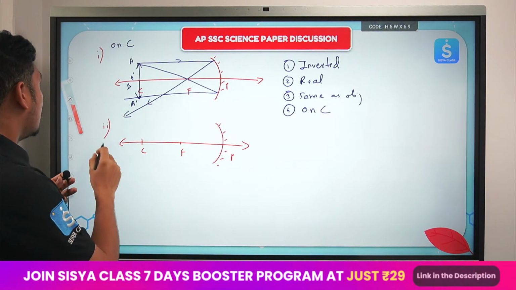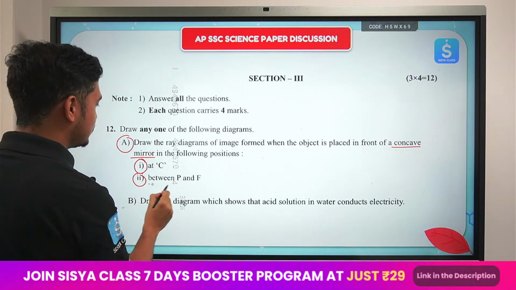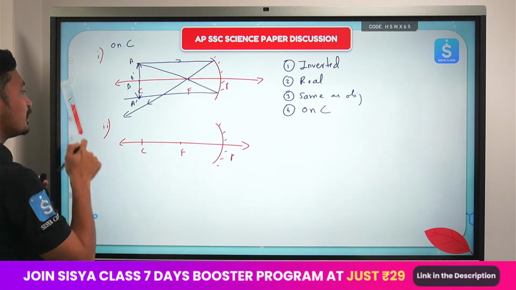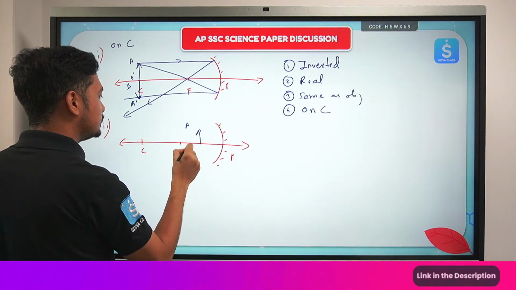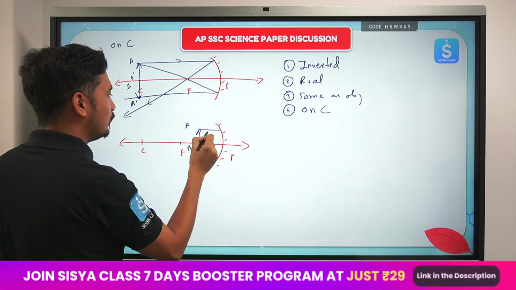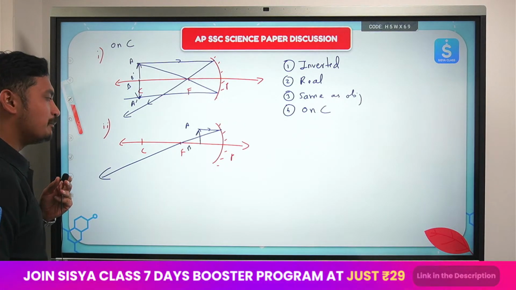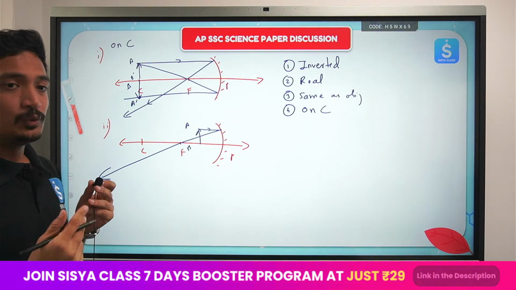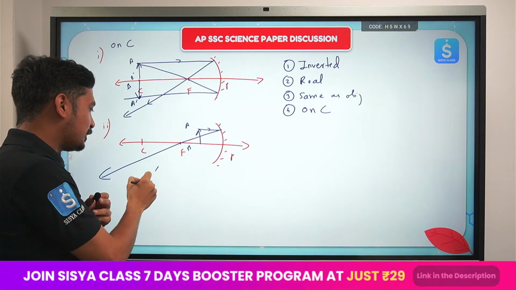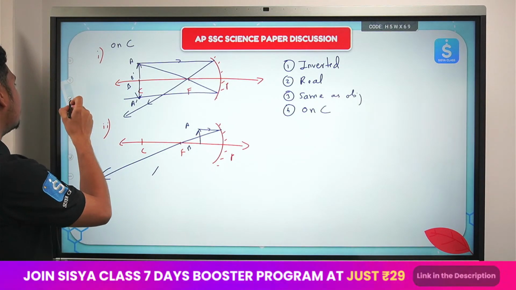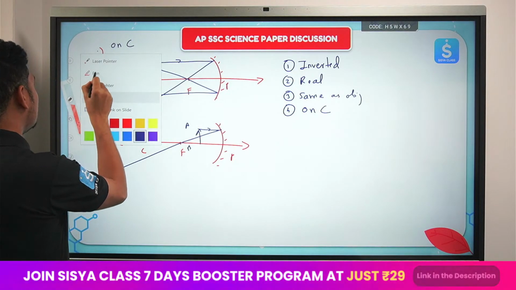Now, the second question is asking for the object between P and F. So if you keep your object between P and F, this is A and this is B, you will use rule number 1. Rule number 1 is parallel to the principal axis; after reflection, it will pass through the point F. Then rule 2 is not applicable, because if you create rule 2, the line will keep on going down, but it will never intersect. Therefore we will not use rule number 2, but we can use rule number 3.